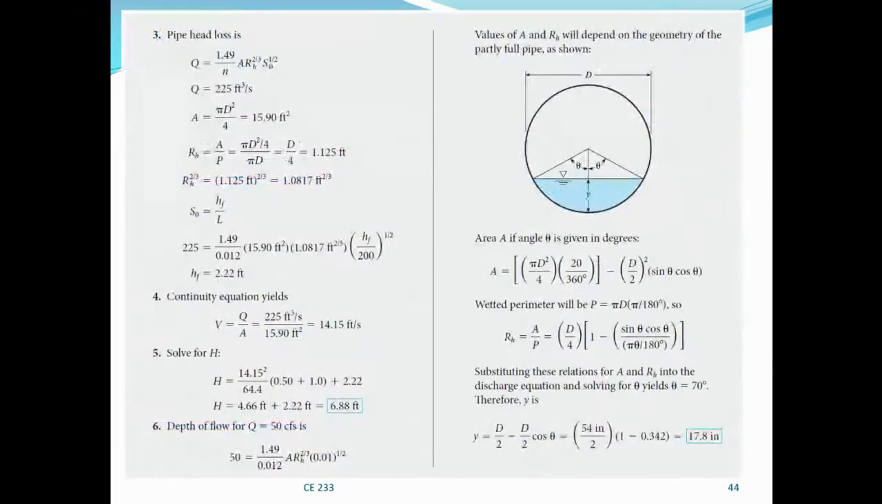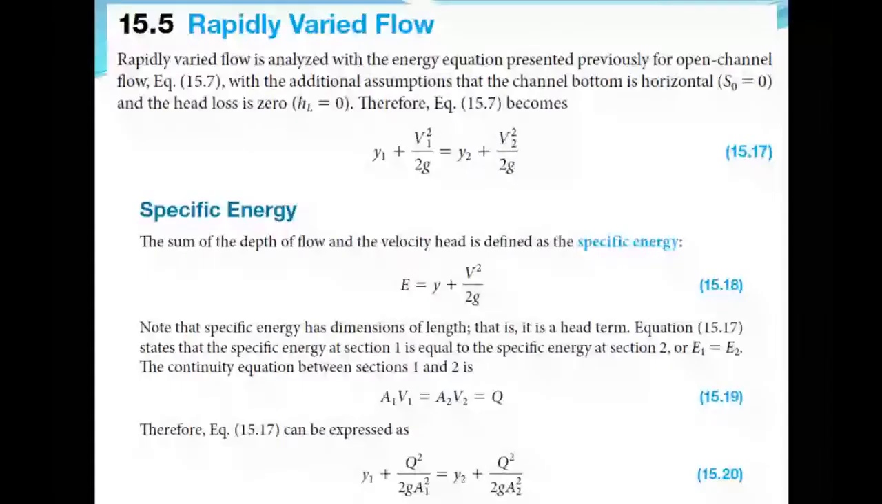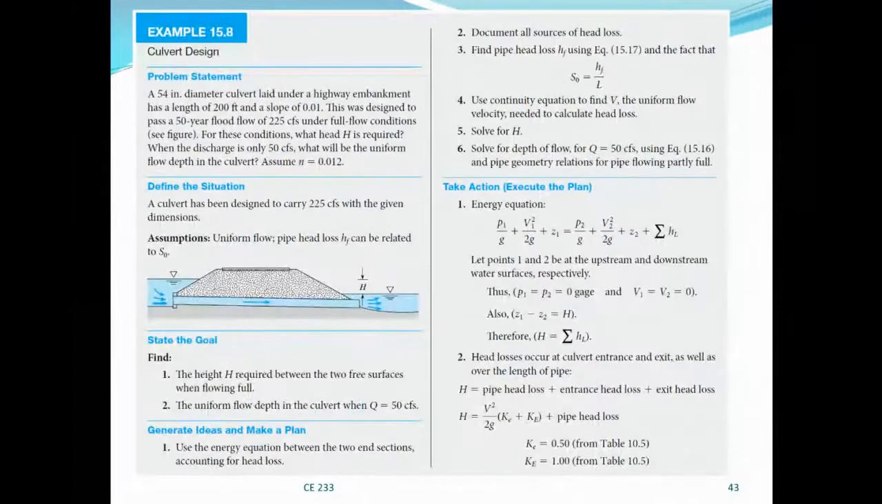Now let's look at some simple example of the culvert design here. Here you have a 54-inch diameter culvert, which is laid under a highway embankment, and has a length of 200 feet and a slope of 0.01. This was designed to pass a 50-year flow of 225 cubic feet per second under full flow conditions.